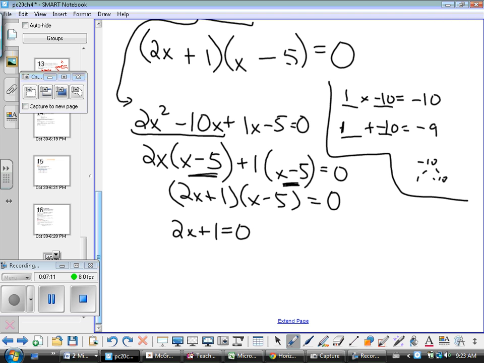Okay, so according to the zero product property, whatever makes these factors 0 are our roots. Okay, so you can just solve them. So x equals negative 1/2. That's what would make the first factor 0. Okay, and what would make the second factor 0 is x equals 5. Okay, so those are the two roots of that equation.